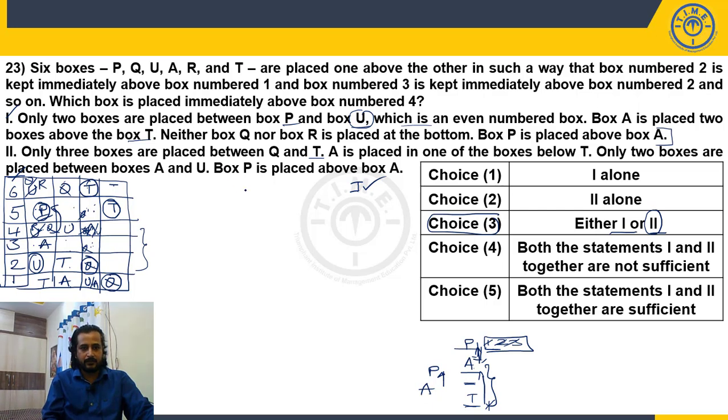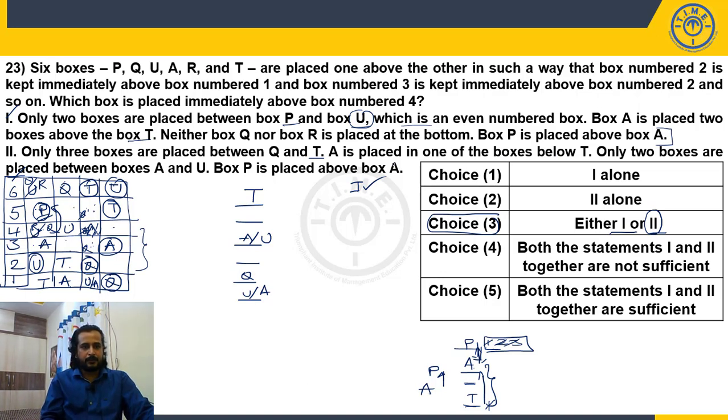Let me give the clear diagram. T dash A or U dash Q, U or A. This arrangement. Now A should be one of these 2. By taking A here, I cannot satisfy that condition. 2 between A and U. By taking here, yes, I can satisfy. A is here and it should be U, because A should be definitely below T.